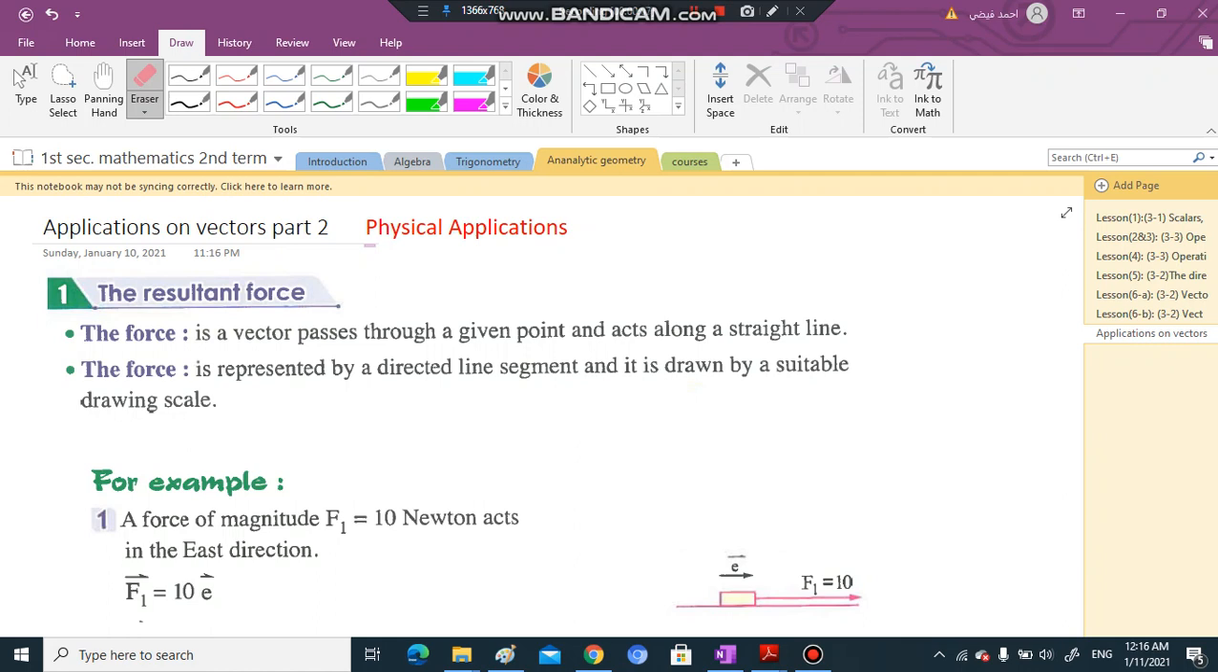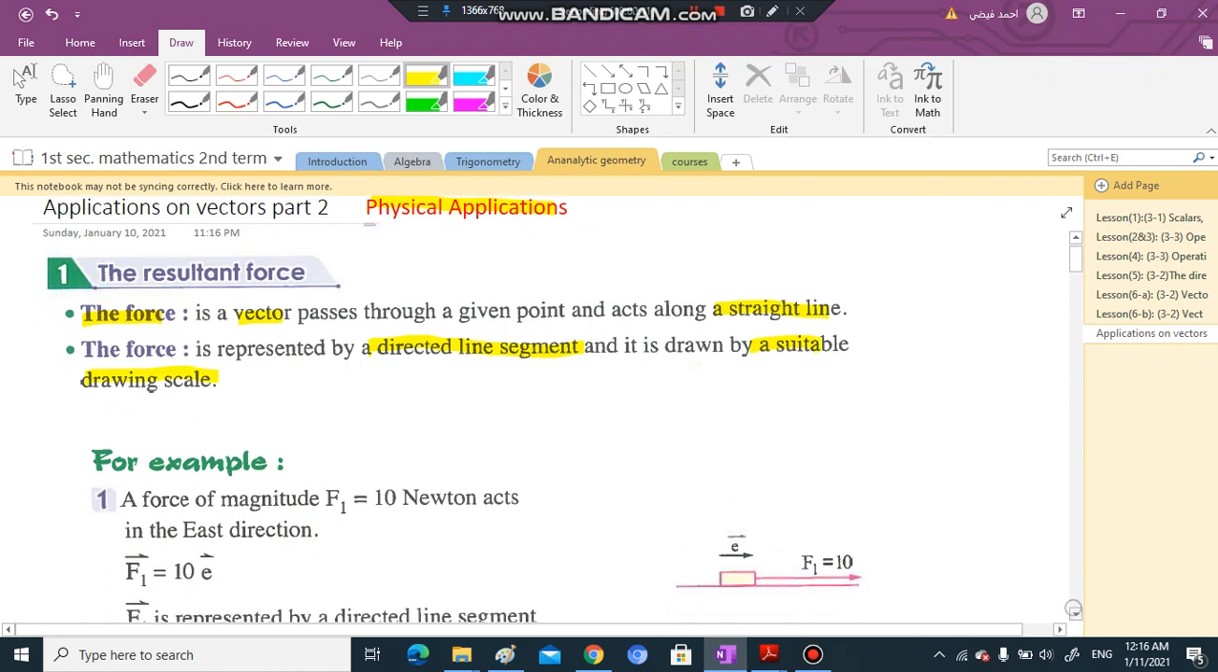Today, inshallah, we'll talk about a new video in geometry, applications on vectors, part 2, physical applications. So we have first definition, the resultant force. The force is a vector that passes through a given point and acts along a straight line. The force is represented by a directed line segment and it's drawn by a suitable drawing scale.